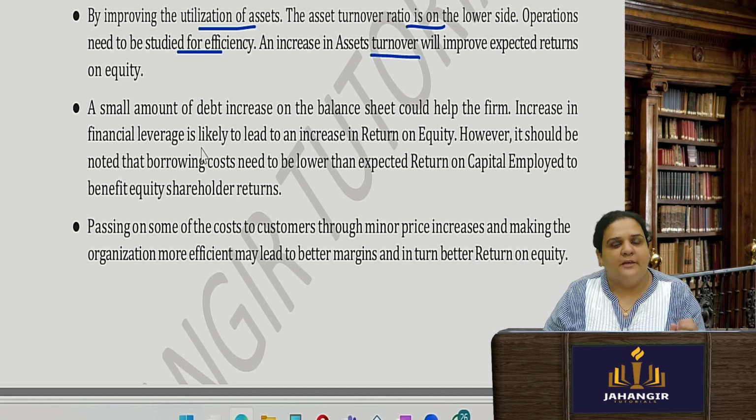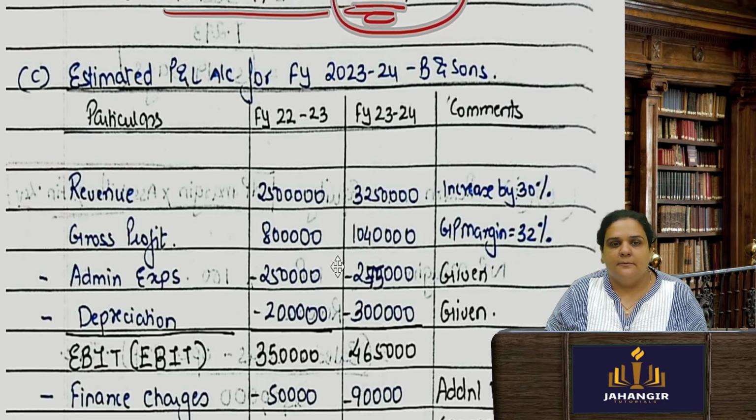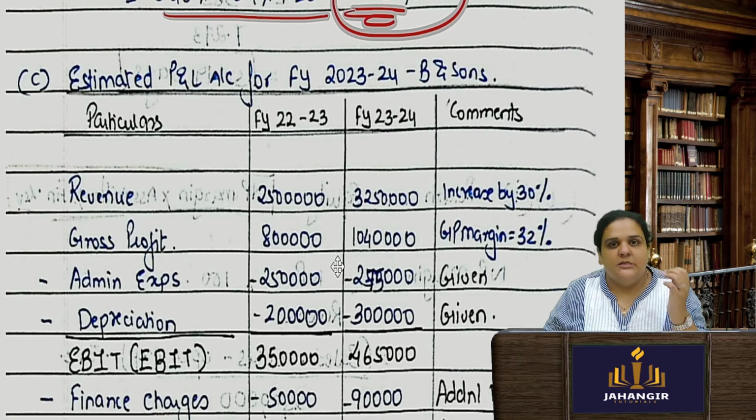A small increase in debt on the balance sheet could help the firm. Increase your financial leverage, and then you will have a better return on equity. Passing on some of the cost to the customers through minor price increases can make the organization more effective. Therefore, since you will charge a little more, your net profit will also increase. So all the three ratios need to be improved in order to have a better return on equity.